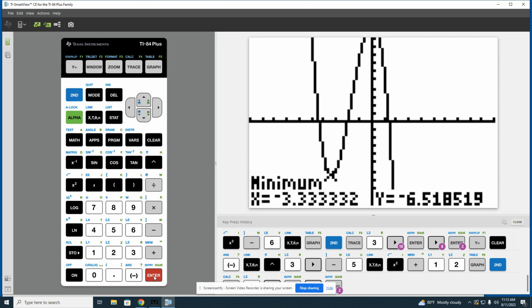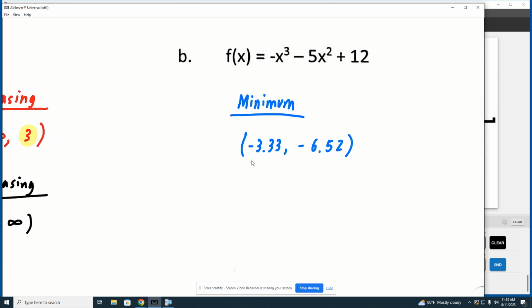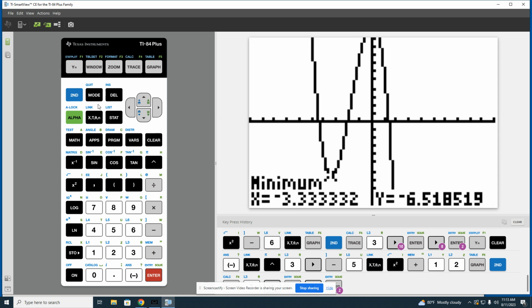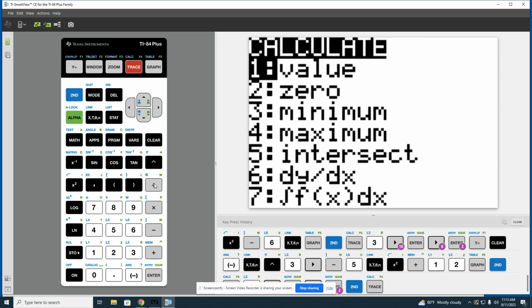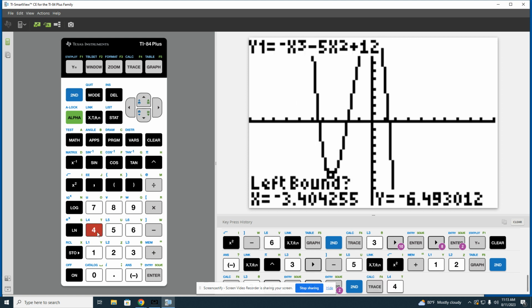I like to do 2 decimals, so I'm going to do negative 3.33. And what's the y value? Negative 6.52 right here. So there's my minimum. Okay, here's my minimum. Negative 3.33 and negative 6.52. Okay, next. And this is the one that I really need you all to see. Second trace. This time we're going to find a number 4, a maximum.